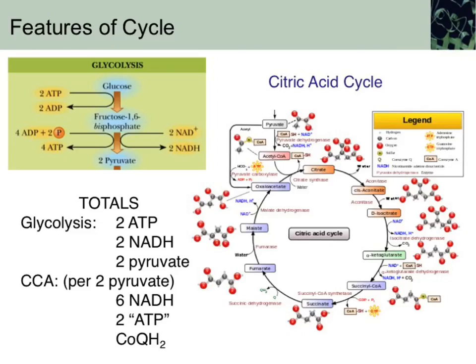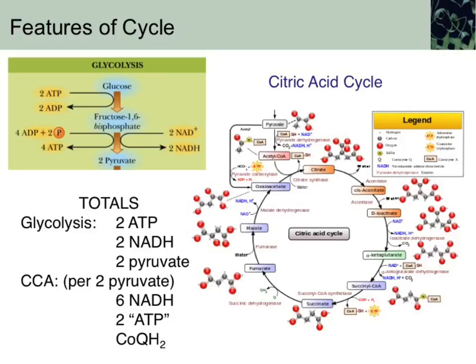Okay. So features of our cycles that we looked at in our glycolysis and our citric acid cycle. I took out some of the pictures from our previous slides and then tried to go through and summarize these. Within our glycolysis, we end up producing 2 ATP. But that says 4 ATP. Why is it only 2? We consumed 2 in that process. So we're looking at the net, the overall. We end up getting 2 NADH out of that process, and we get 2 pyruvates.